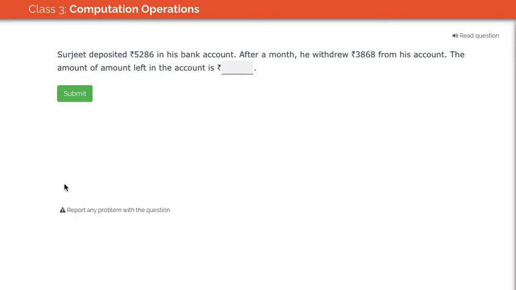2 can't subtract from 8. It will borrow from 5 and it will become 12. 12 minus 8 is equal to 4. As the 5 is gone, now the 5 will become 4. 4 minus 3 is 1. So the answer will be 1,480.